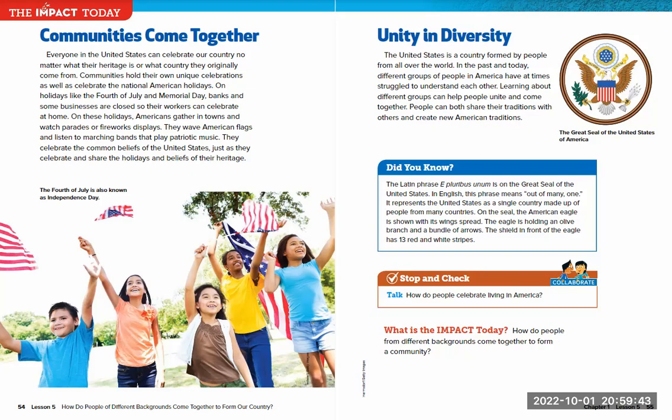Then we have unity in diversity. The United States is a country formed by people from all over the world. In the past and today, different groups of people in America have at times struggled to understand each other. Learning about different groups can help people unite and come together. People can both share their traditions with others and create new American traditions.